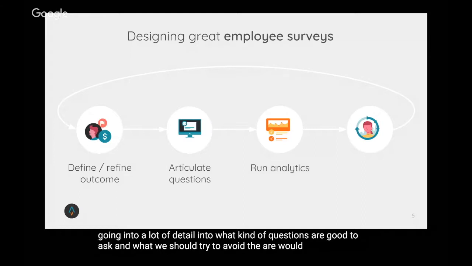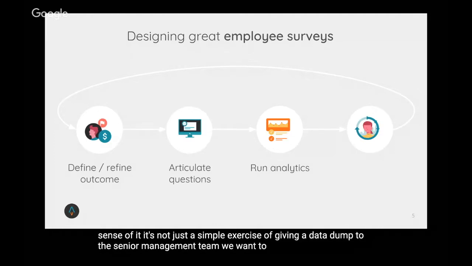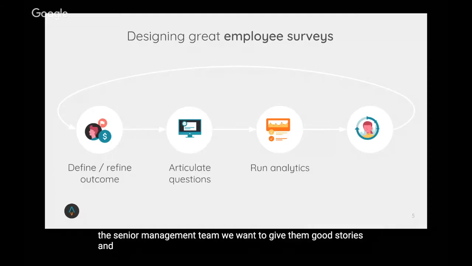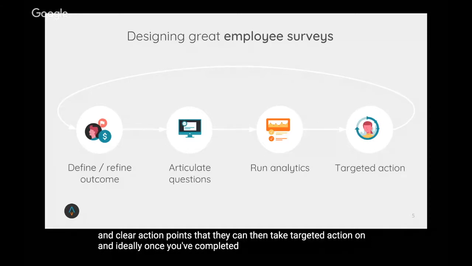The R would be running the analytics. Once we get the data back, we need to make sense of it. It's not just a simple exercise of giving a data dump to the senior management team. We want to give them good stories and clear action points that they can then take targeted action on. And ideally, once you've completed a cycle of targeted action, you want to refine the outcome of these surveys and continue to track and monitor how you're doing over time.